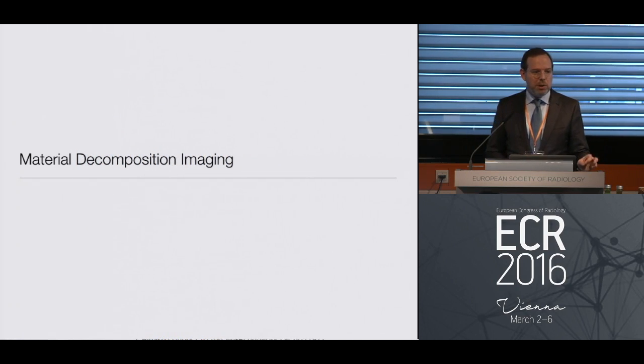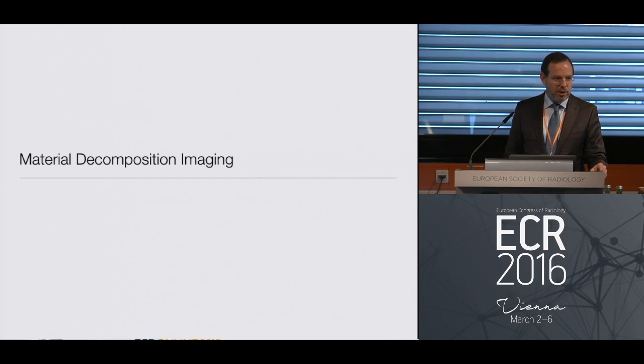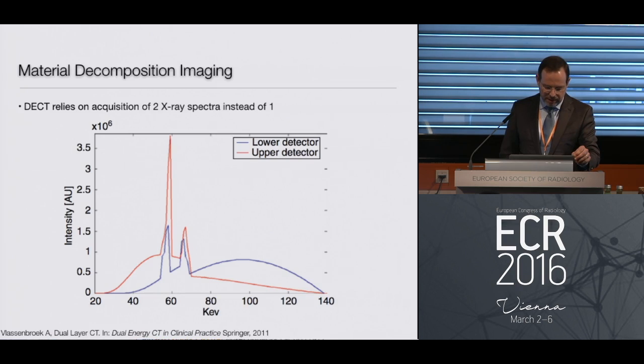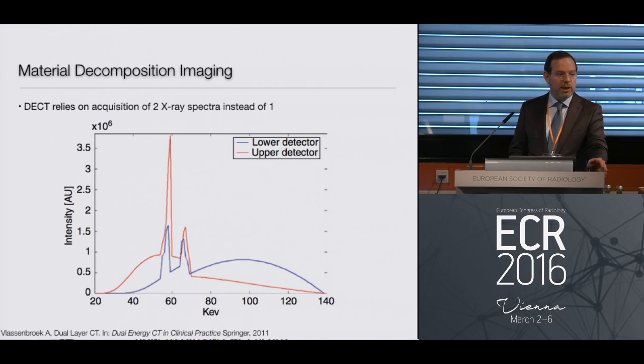Okay, so a little bit about material decomposition imaging before we move on to the clinical examples. So, as you know, dual energy CT or spectral CT relies on the acquisition of two X-ray spectra instead of one. We have two detectors, or two layers in the detector, so we have two different spectra. And these spectra are separated to a certain extent, and this is demonstrated here. So the high energy spectrum is the blue spectrum, the low energy spectrum is the red spectrum from the upper detector.